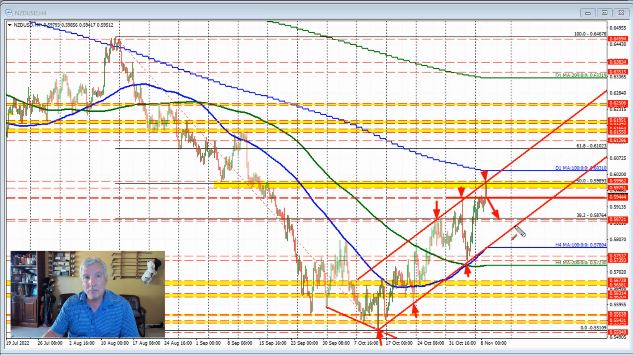If we move below that level, that could lead to some disappointment, with a potential move down toward the 38.2% retracement. If we hold that level, then the buyers are still trying to push against the 50% retracement and its resistance level on the top side before it gets to the 100-day moving average.